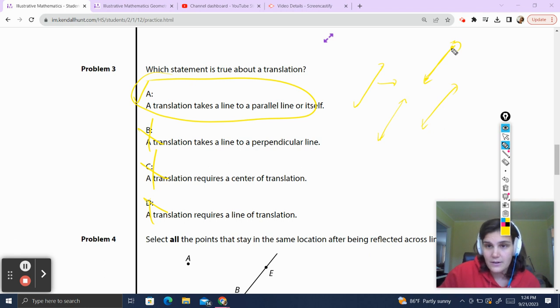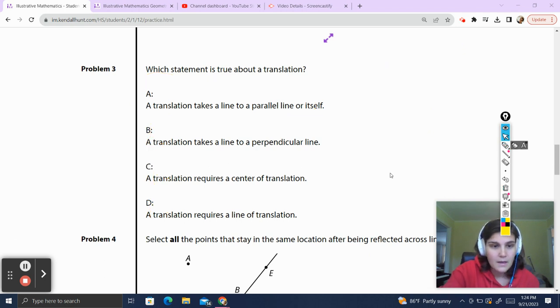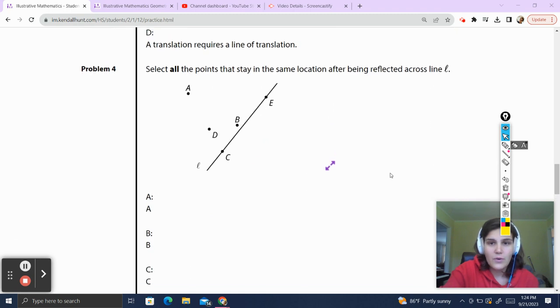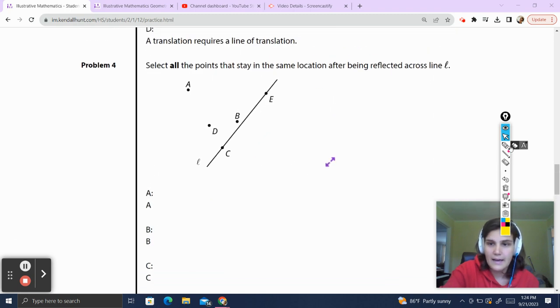So that wouldn't necessarily be parallel. It would just be a translation that lies on top of itself, which sometimes happens. Problem 4. Select all points that stay in the same location after being reflected across line L.